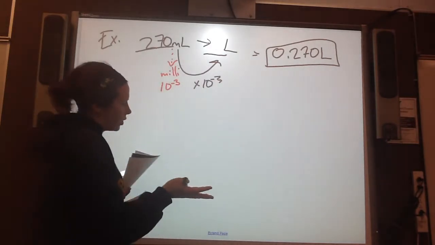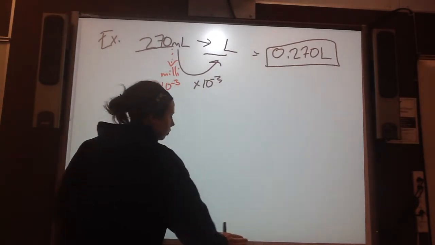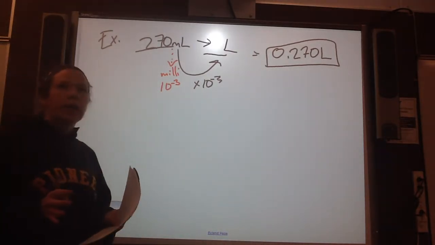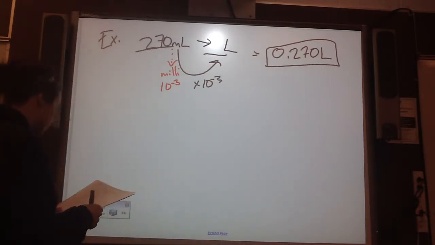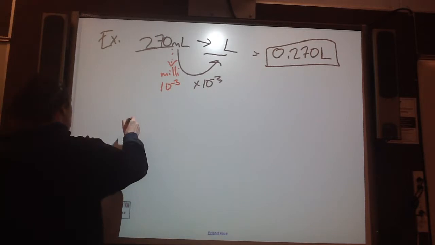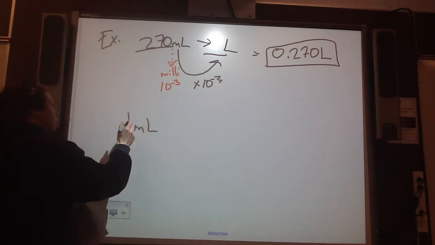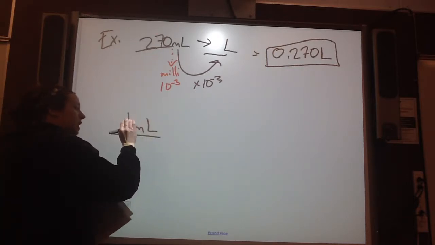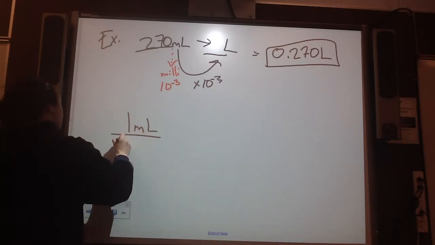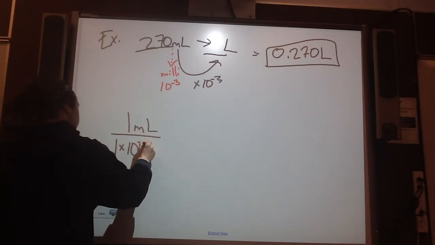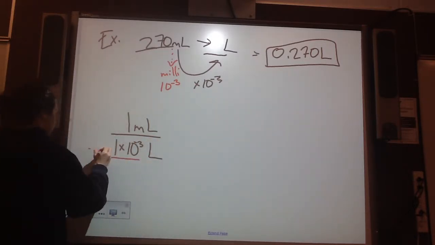So that's a simple way to do it, or we can set up a ratio. Now, even if you don't like to do the ratio method, I still want you to learn it because when we get to more complex questions, the ratio method is easier to use. So when we're setting up our ratio, whatever is not the base unit, you set as 1. So I have 1 milliliter. For every 1 milliliter, I have 1 times 10 to the -3 liters, because this was from my data sheet.